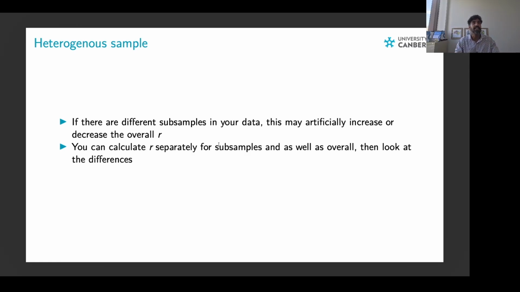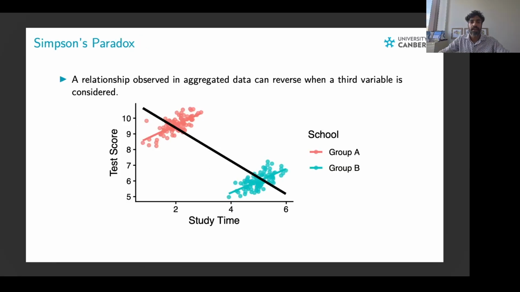So really consider your sample: is it one sample, or are there subsamples, and do the correlations hold in that subsample? What I've just described there is Simpson's paradox, where you have a subgroup whose individual relationships are in the complete opposite direction. So a relationship observed in the aggregated data can reverse when a third variable is considered.